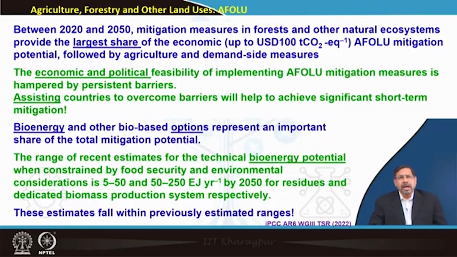So, the range of recent estimates for the technical bioenergy potential, when constrained by food security and environmental considerations, is 5 to 50 or 50 to 250 joules or joule equivalent per year by 2050 for residues and dedicated biomass production systems respectively. So, these estimates, by 2050, very much fall within the estimated range.